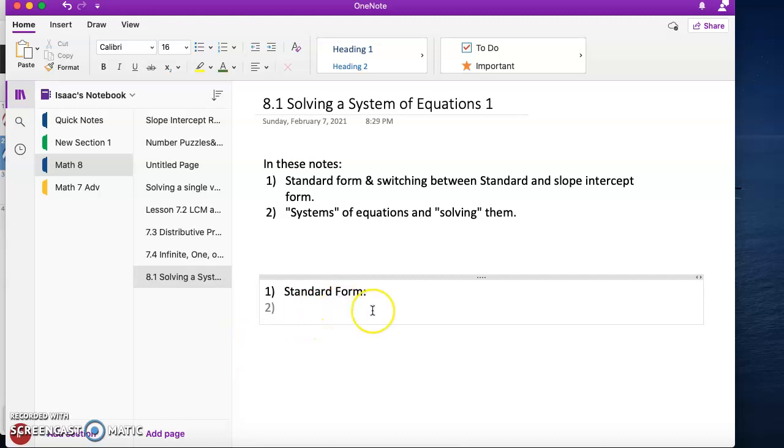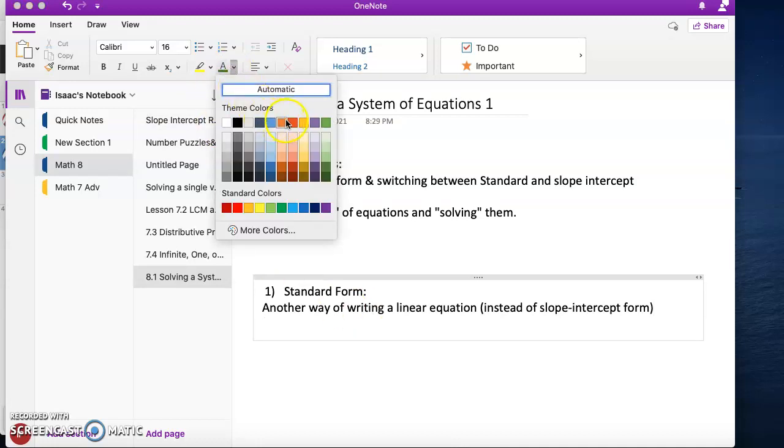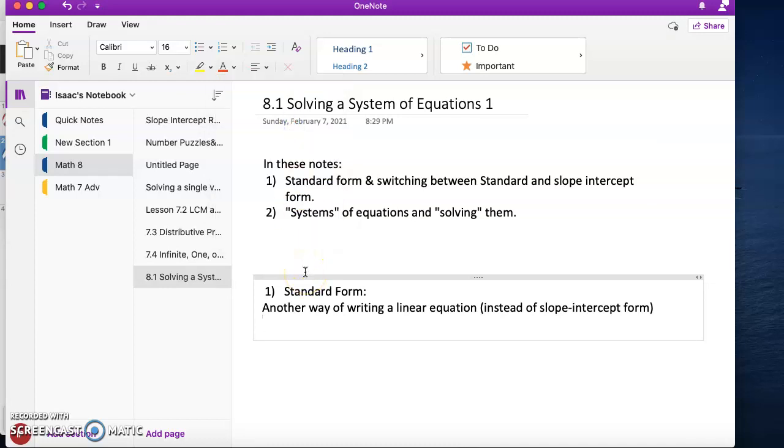So what standard form is, is just another way of writing a linear equation instead of slope-intercept form. So now I'm about to write something in orange. Don't write the part that I'm about to write in orange. This is just to remind you.